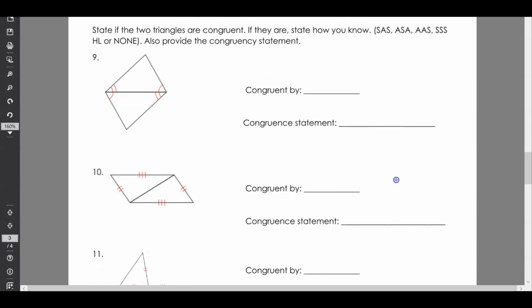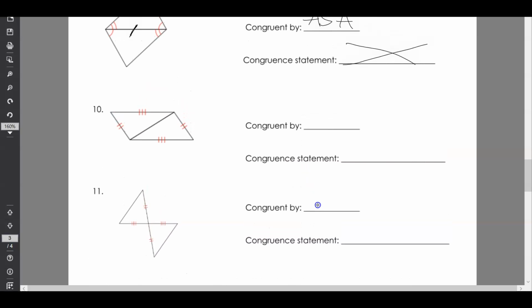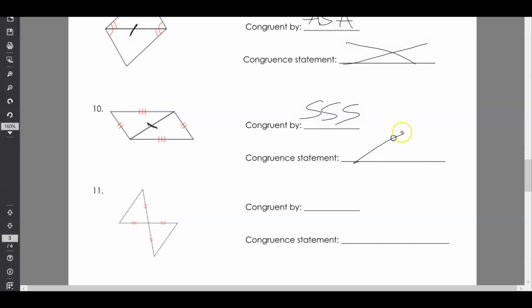All right, state if the two triangles are congruent. If they are, show how you know. Okay, so these are touching. Don't forget to mark when they're touching. Congruent by angle, side, angle. Now, you would make a congruent statement if you had the letters, but we don't have them. So these are touching right here. So that would be side, side, side. We don't have the vertices labeled, so don't worry about the congruent statement.